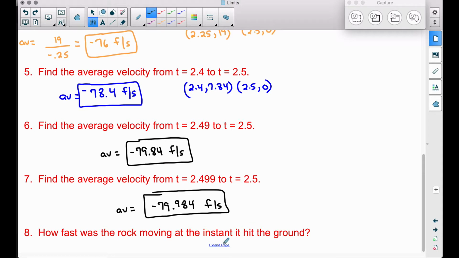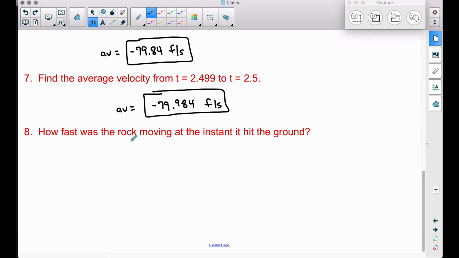It turns out that is our derivative. That is what we call our instantaneous velocity. So, an educated guess, but it is going to be correct here, and we will see that in future videos. We can find this really fast once we learn how to find derivatives. But for now, I want you to think about a limit. What is this average velocity getting close to? And look at the question. How fast was the rock moving at the instant it hit the ground?